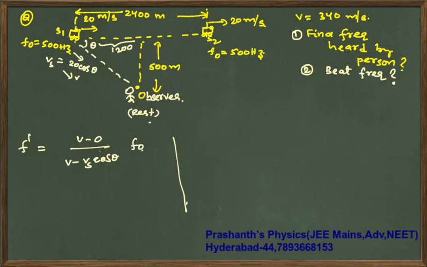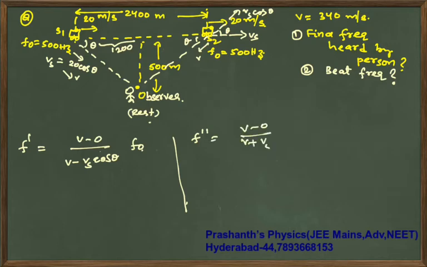Okay, here if you join this angle, if this is theta, your vs is this way, this angle will be theta, so vs cos theta will be upwards and your v will be downwards. So f double dash is v minus 0 by v plus vs cos theta, because they are in opposite direction, times f naught. Okay, now cos theta is adjacent side by hypotenuse. So from geometry, your cos theta value is 12 by 13.